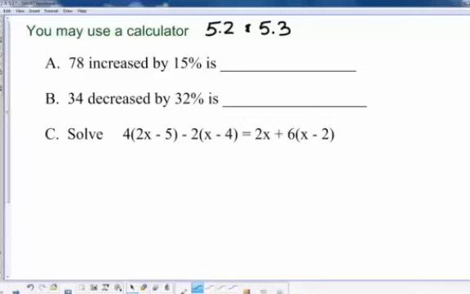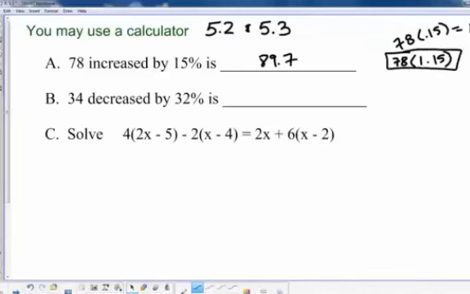If you remember, 78 increased by 15%. You could do this one of two ways. You could do 15% of 78, which if you use your calculator, you get 11.7, and then you could add that to the 78. Or if you just multiply 78 times 1.15, that automatically adds in the 15%, and you get 89.7. So this is the quicker route.